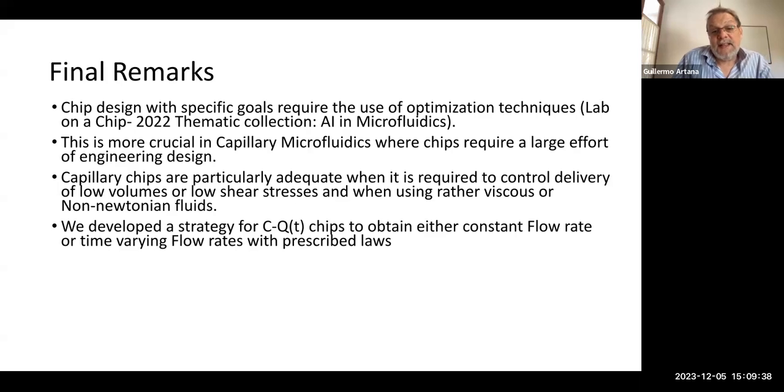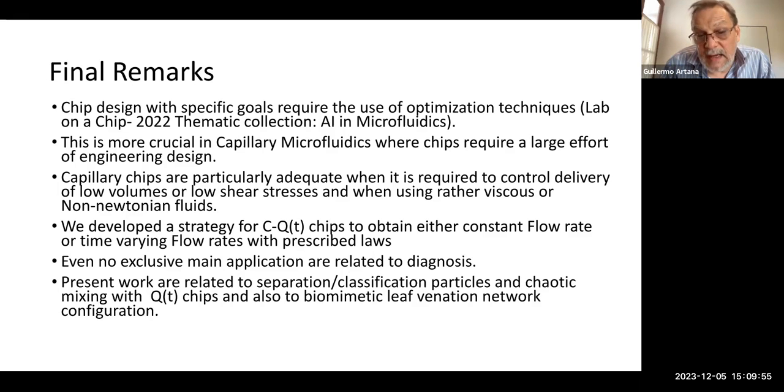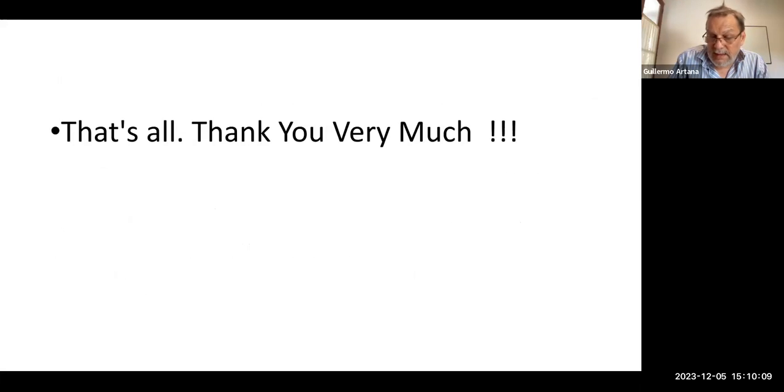And we developed a strategy to obtain chips in which we control the flow rate or the liquid volume against time. The main applications are related to diagnosis, and present works are related to dynamic aspects of capillary filling, either to separation, classification, or mixing, and also to the design of configurations of them.